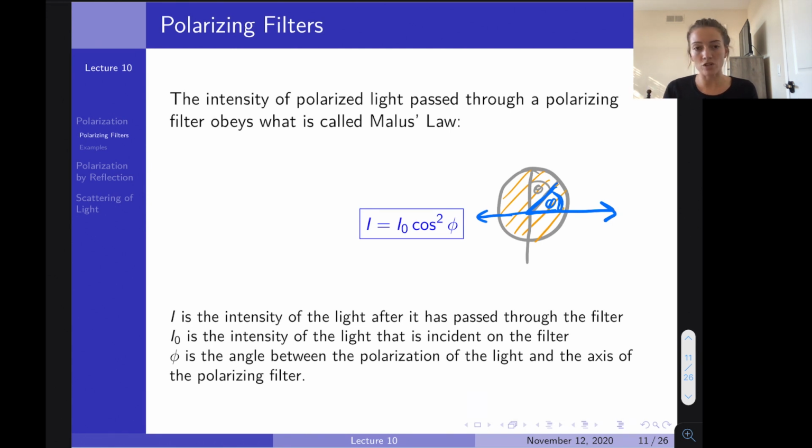A lot of questions will just say the polarizer is at some angle, find the intensity of the light. So you have to be very careful that you're actually looking at the angle between the electric field and the polarizer. But like I said, we're going to do a bunch of problems with this, so you'll see how this works in a second.